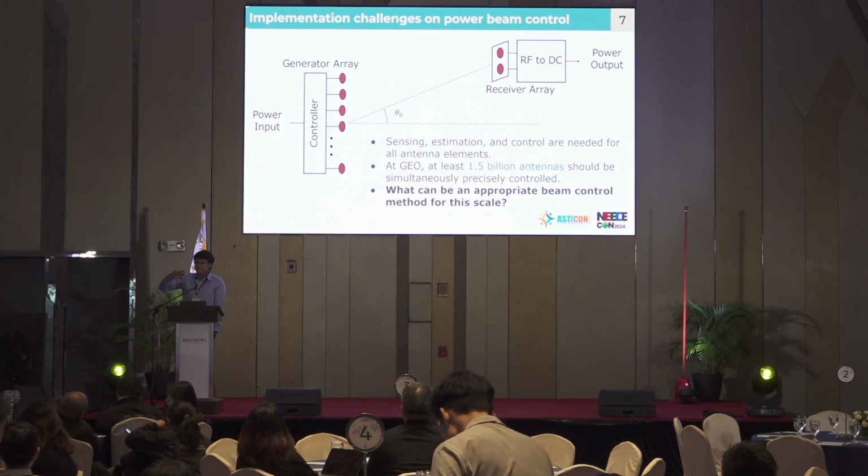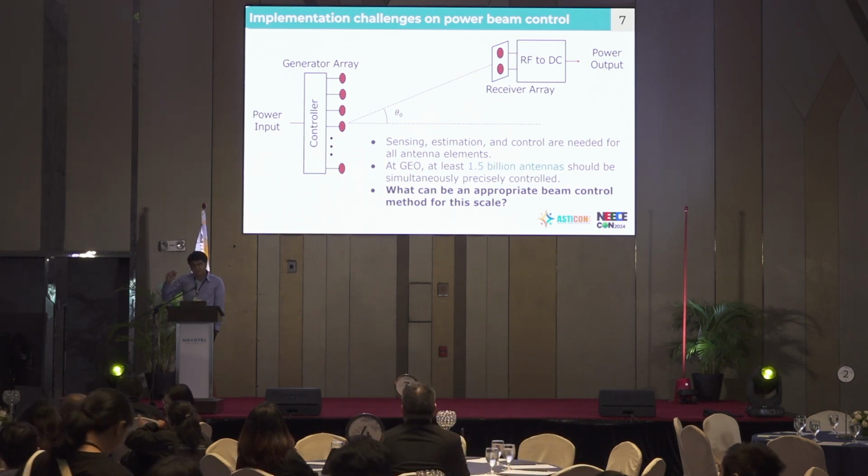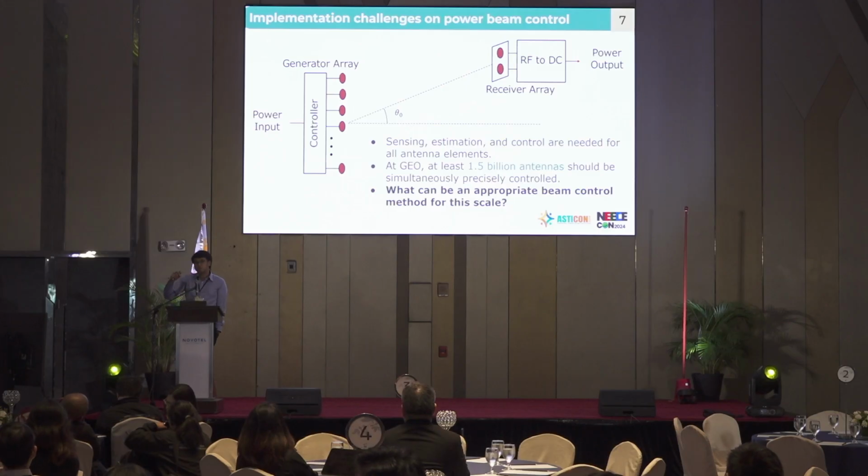a big antenna, you subdivide it into antenna elements. And you have to control the amplitude and phase of each antenna element to focus power towards a specific area in the radiative near field zone. Okay, so at geostationary orbit, that's at least 1.5 billion antennas. So what can be an appropriate beam control method for this scale?